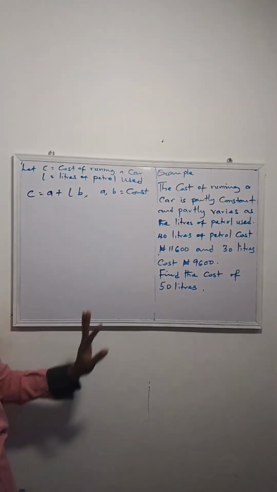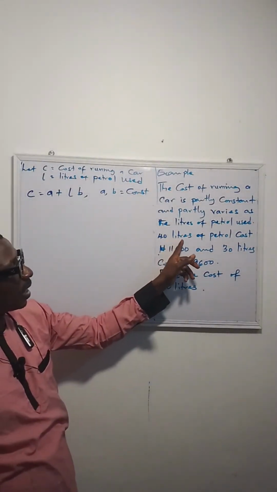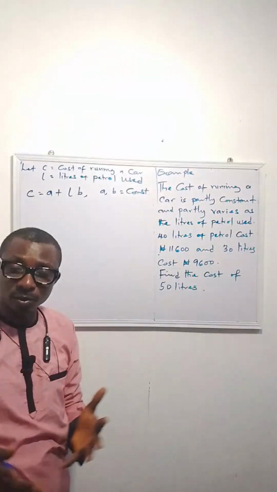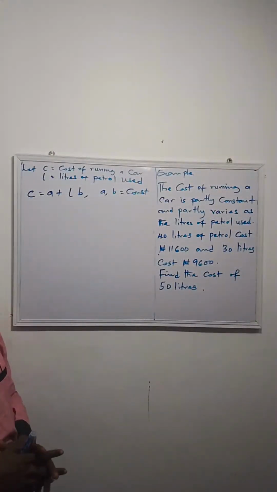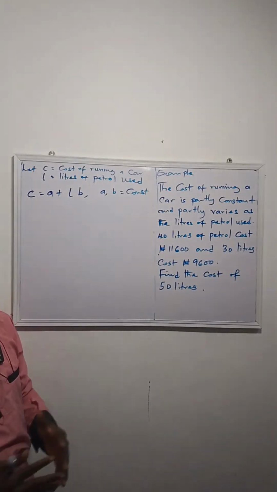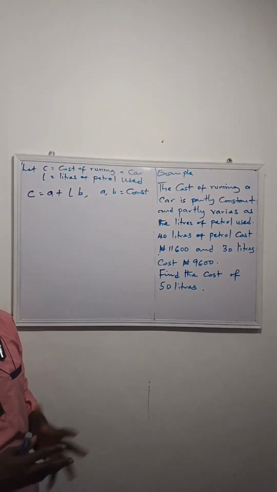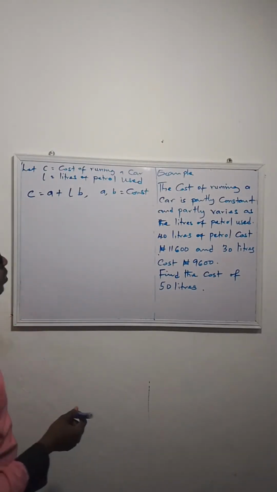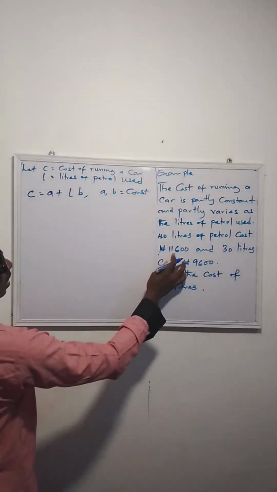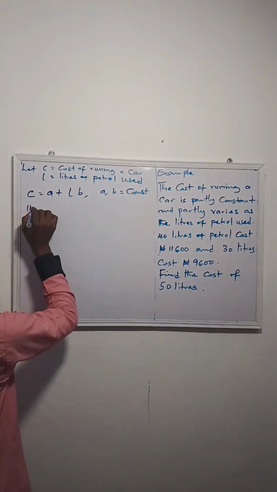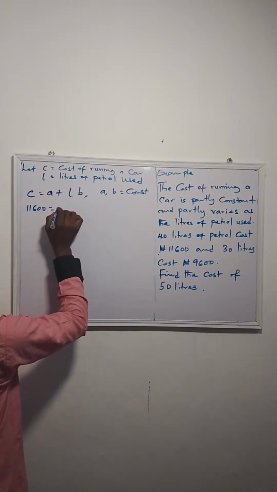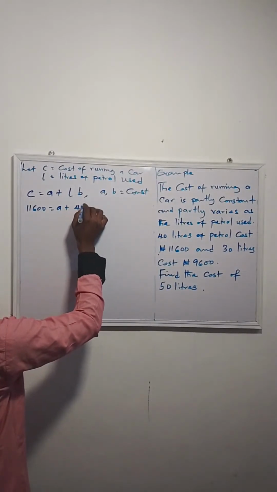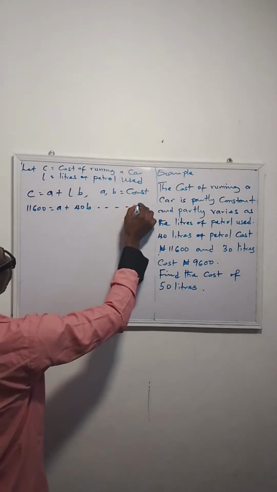All right. So now let us look at it. 40 liters of petrol cost 11,600. I told you whenever you are solving partial variation, you are going to have two equations to solve simultaneously. So I'm expecting to have two equations here. So the cost is 11,600 equals A plus, now the liters. How many liters? We have 40 liters. B. So we call this equation 1.